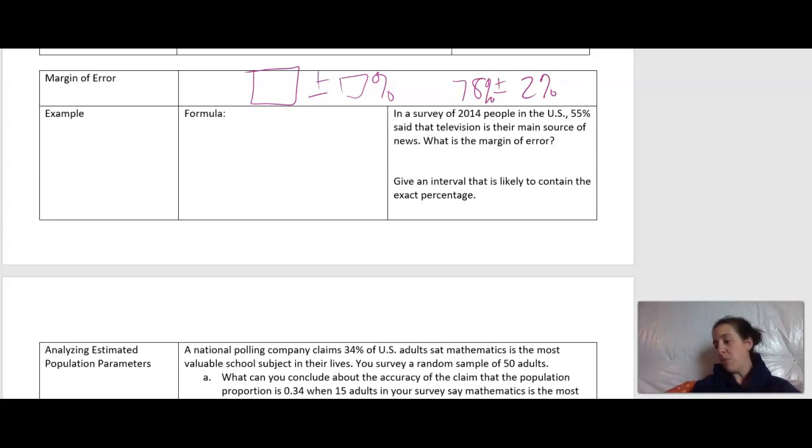So my formula for the margin of error, and this is something you really do need to have, is plus or minus, remember, because it could go up and it could go down, 1 over the square root of n. So n, remember, is the number of values that we have, or the number of survey takers, or the number of data points that we have. So in a survey of 2014 people in the US, 55% said that television was their main source of news. What is the margin of error? So in order to find that, I just replace that square root of n with the square root of 2014. And I go ahead and I put that in my calculator.